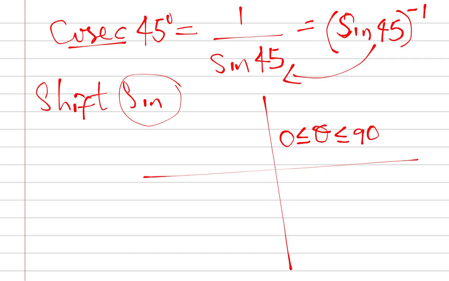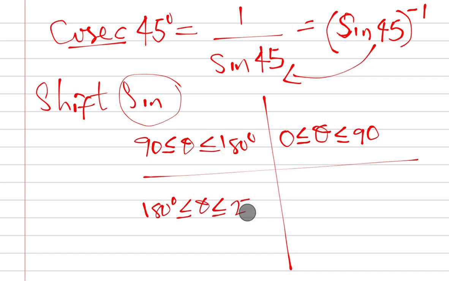Then this second quadrant is 90 less than or equal to theta less than or equal to 180 degrees. And then here we have 180 degrees less than or equal to theta less than or equal to 270 degrees. And here we have 270 degrees less than or equal to theta less than or equal to 360 degrees.